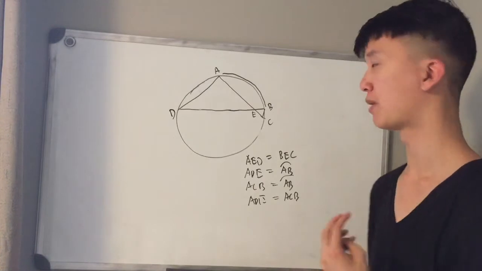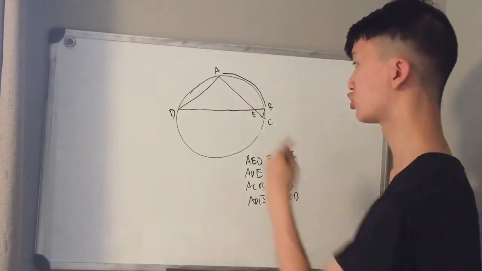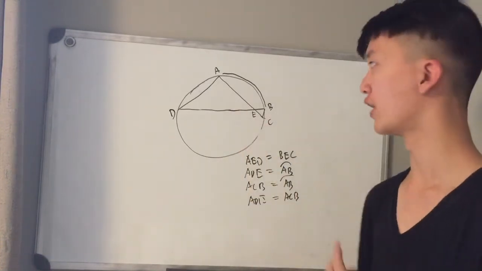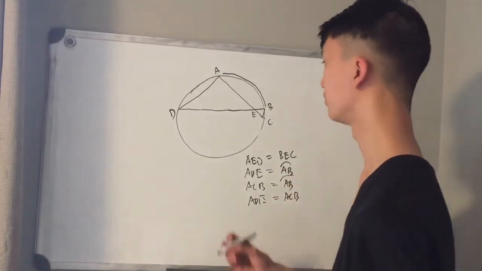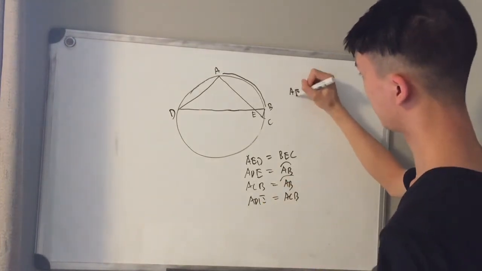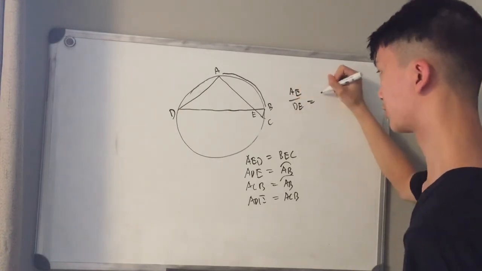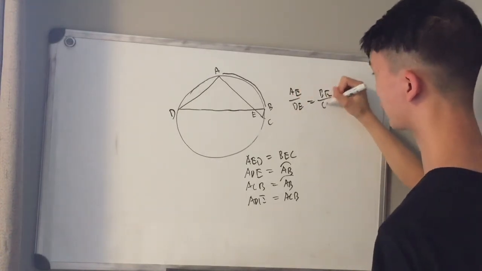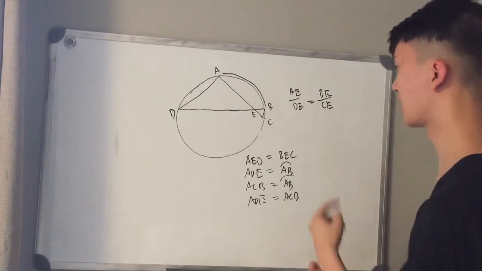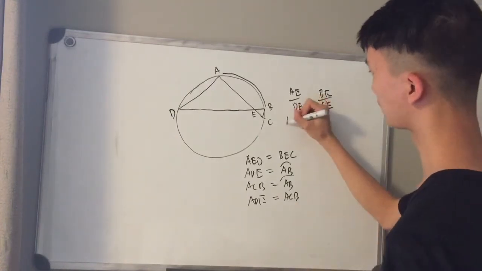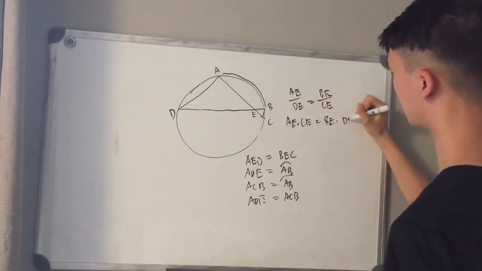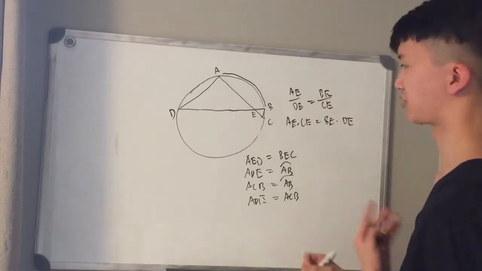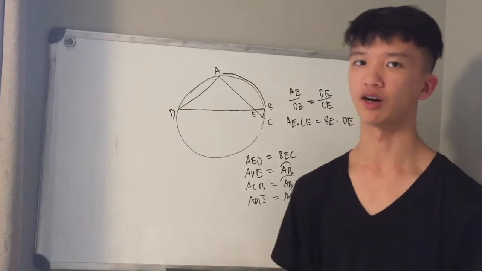And now we have proven by angle-angle similarity that these two triangles are similar. So now that we know that ADE and BCE are similar triangles, we can then set up an equation. And so AE over DE is equal to BE over CE. And so now, multiplying both sides by CE and DE, we get that AE times CE is equal to BE times DE. And so we have proven the intersecting chords theorem, and now we are done.